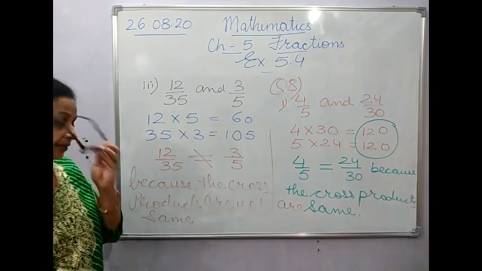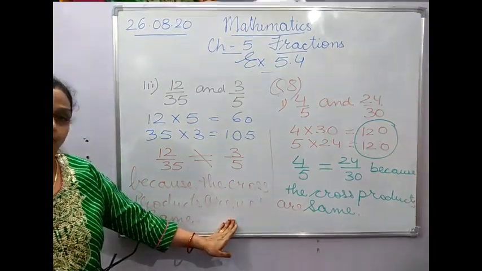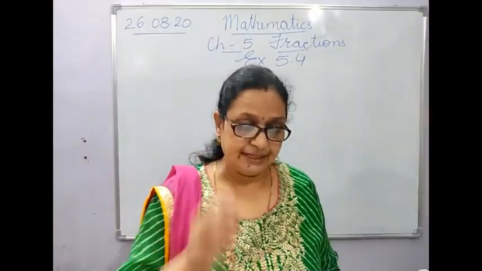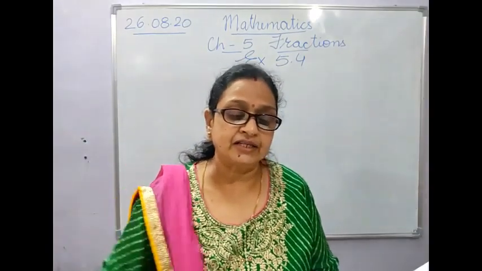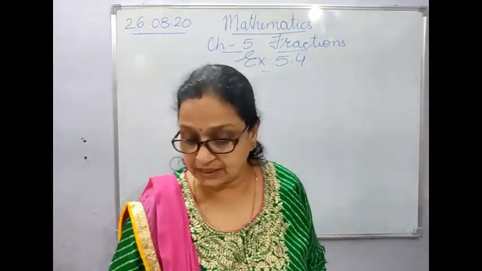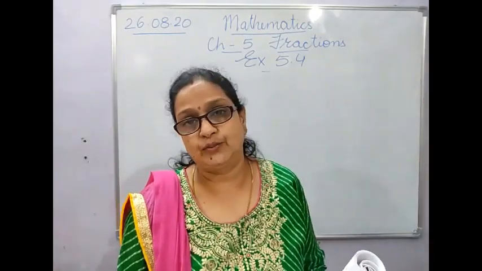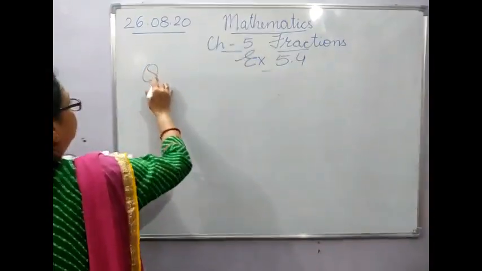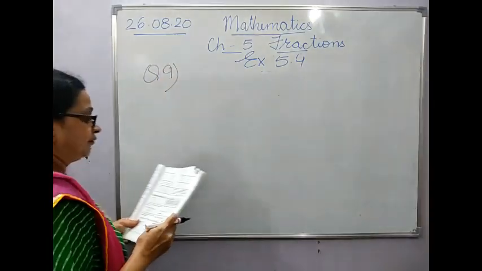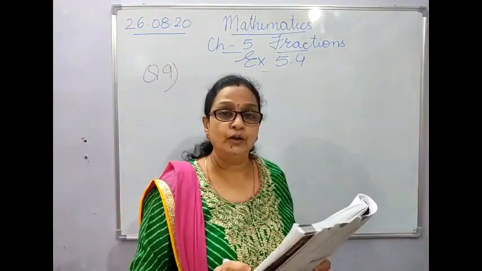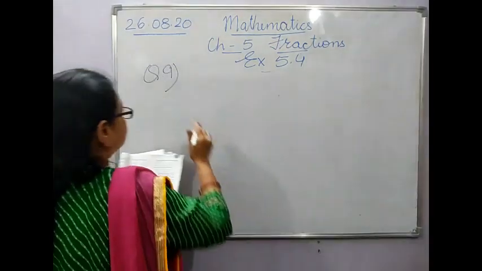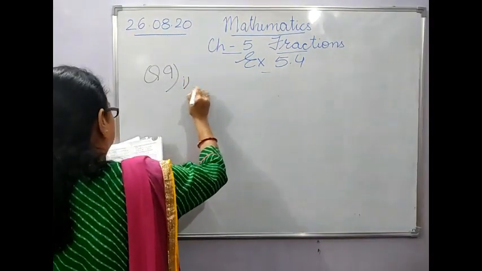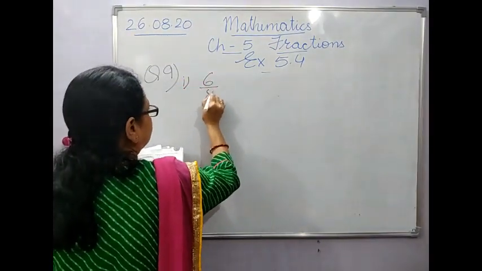Clear? I think you are very well versed with it now. Question number 9. Reduce the fractions to the lowest term. Lowest term or the simplest form, it is one and the same thing. Question number 9. Reduce the fractions to the lowest term. In this I will be doing question number 1, part 1, 6 upon 8.